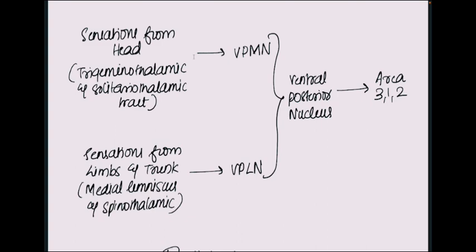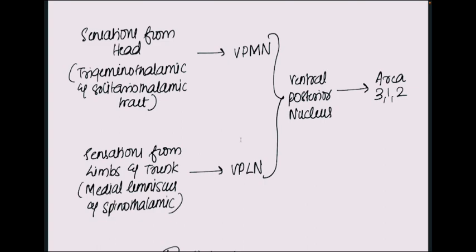The sensation of taste from the tongue is carried by three nerves. From the anterior two-thirds, it is carried by the chorda tympani branch of the facial nerve. From the posterior one-third by the glossopharyngeal, and the posterior-most by the vagus. These fibers reach the nucleus of tractus solitarius, and from the nucleus of tractus solitarius, the sensation reaches the thalamus by the solitariothalamic tract. The ventral posterolateral nucleus will receive all sensation from the limbs and the trunk.